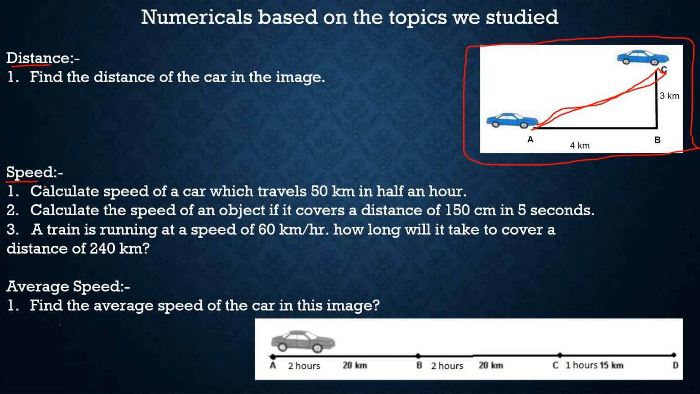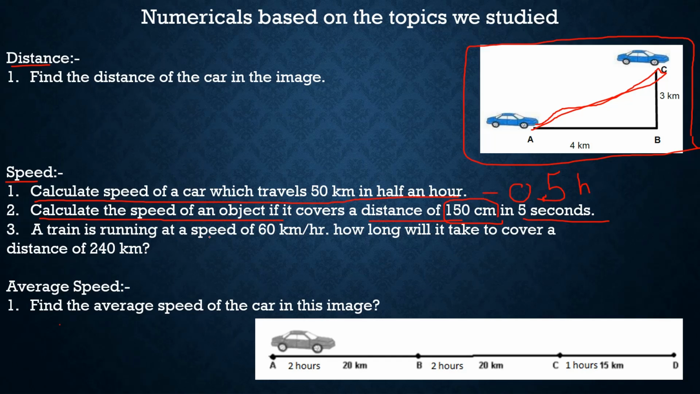Now let's see some questions on speed. The first question: calculate the speed of a car which travels 50 kilometers in half an hour. I'll give you one hint: half an hour is going to be 0.5 hours. Of course, you can't write kilometers per minute, it is kilometers per hour, so you have to remember that also. The second question: calculate the speed of an object if it covers a distance of 150 centimeters in 5 seconds. One more hint: you have to convert this 150 centimeters into meters.